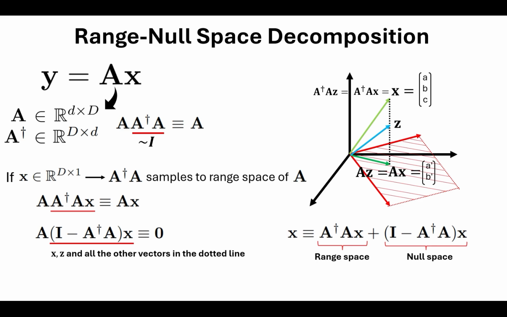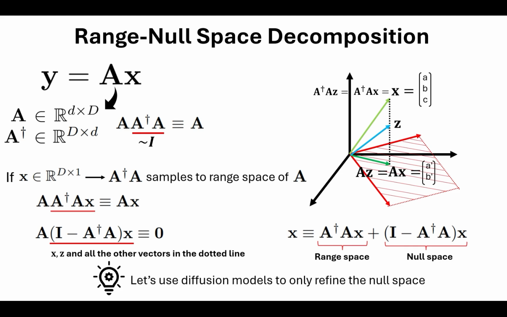And as I mentioned before, if I keep the range space constant, I can be pretty sure that after projection to a lower dimensional space, I have the data consistency constraint fixed. And all I need to do is just adjust the null space to change the variation in a higher dimensional space and make it more real. And the authors in this paper said, let's just use diffusion models to refine the null space. So null space is all we need, right?